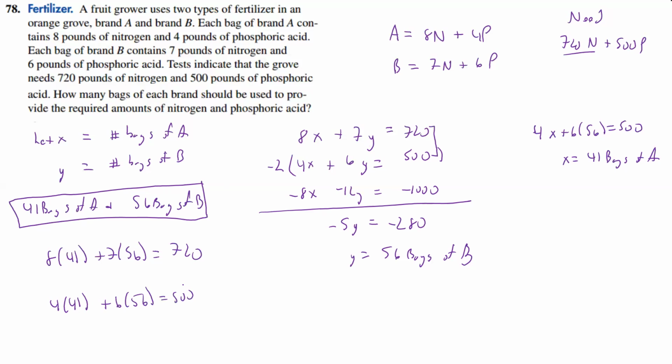So again, 8 times 41 plus 7 times 56 is 720, so that one works. Then 4 times 41 plus 6 times 56 equals 500, and that one works too. And so that is our solution to this problem.